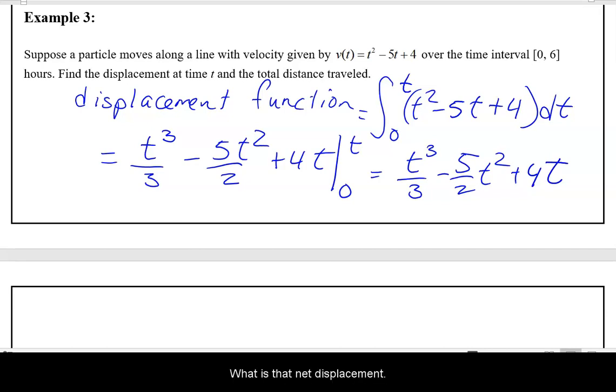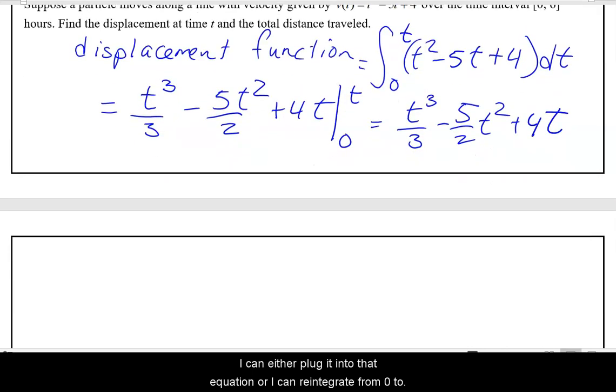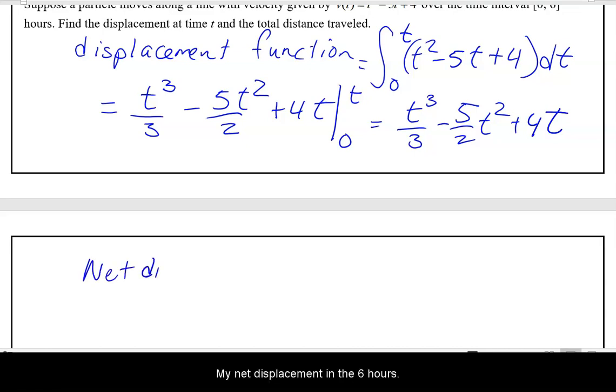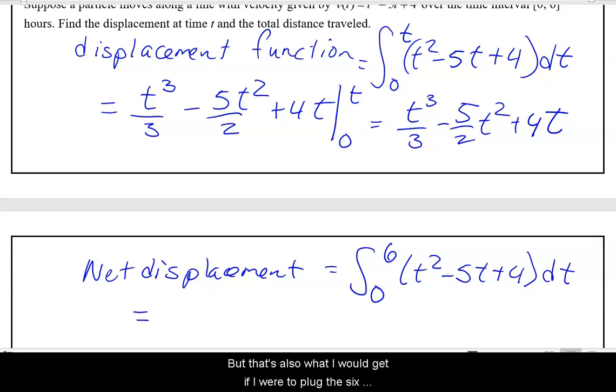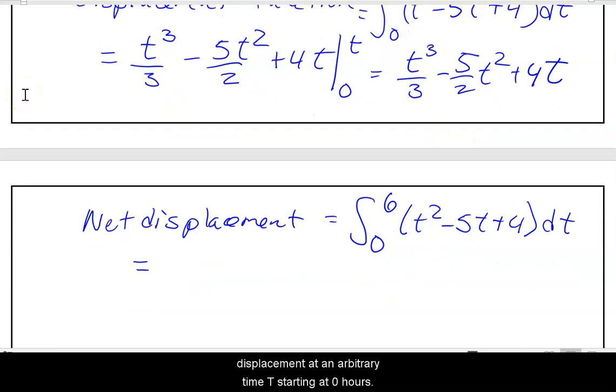What is that net displacement? I could either plug it into that equation or I can reintegrate from 0 to 6. So my net displacement in the 6 hours is given by both formulas. This would be the integral from 0 to 6 of t squared minus 5t plus 4 dt, but that's also what I would get if I were to plug the 6 into this formula, since this formula gives me the displacement at an arbitrary time t starting at 0 hours.